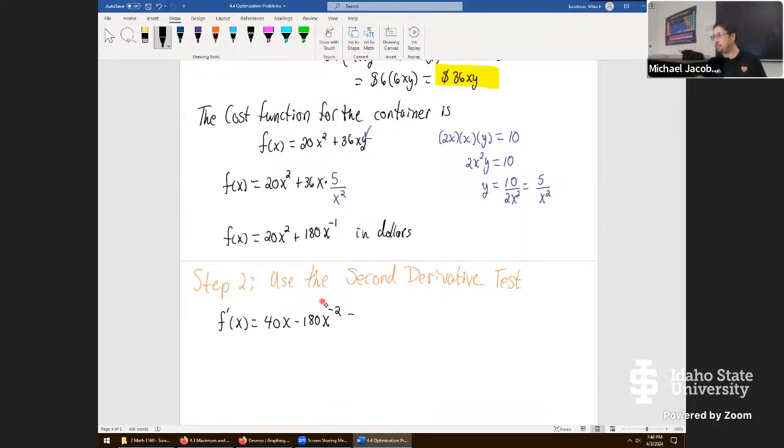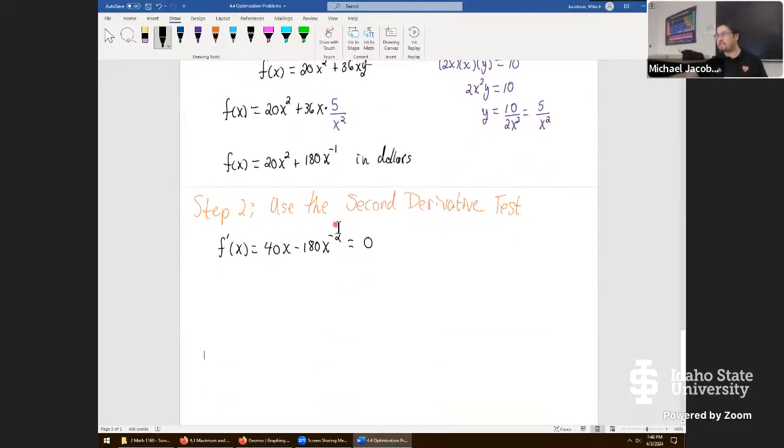So there it is, first derivative. We now set it equal to 0 and solve that thing. But solving that derivative is kind of interesting in its own right. The way I would probably do it is, let's add 180x squared to both sides. You now have a 40x equals 180. I said x squared. I should have said x to the power of -2.